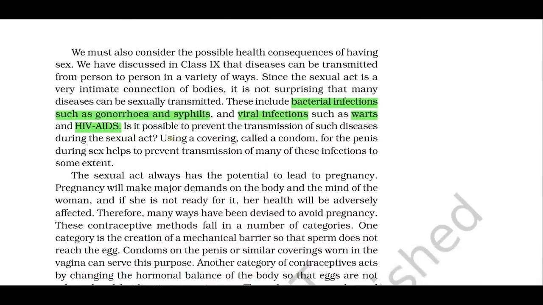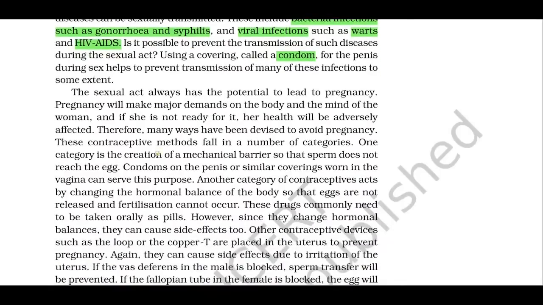So how can you prevent STDs? You can prevent STDs by covering the penis with what? A condom. It prevents what? Transmission of these infections to some extent. And also you can avoid pregnancy using these devices.